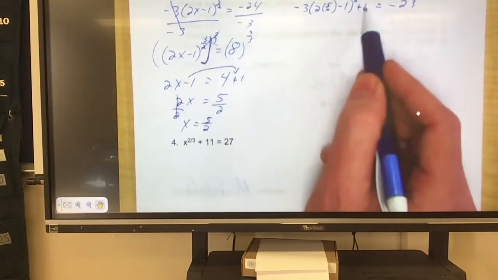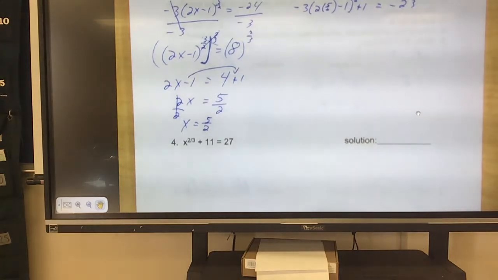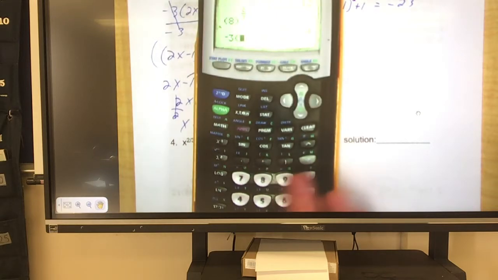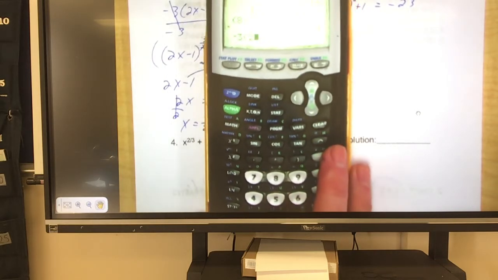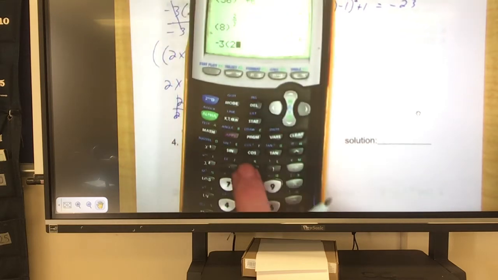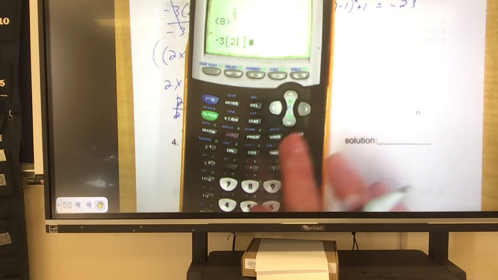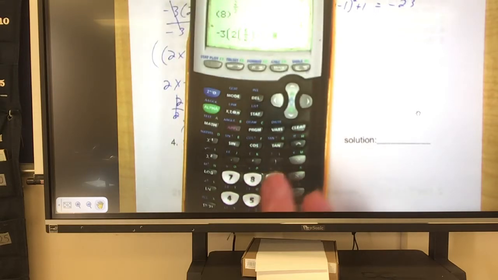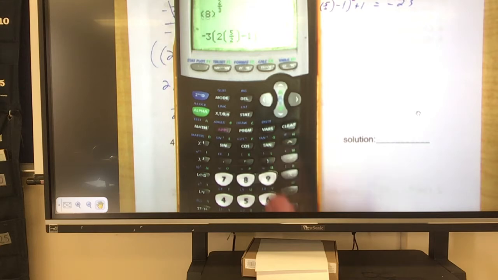We're going to put this part only into our calculator, hit enter, and hopefully it'll equal that. Let's try. So we go negative 3, parentheses, 2, parentheses, fraction, 5 over 2, close it, minus 1, close it all, raised to the 3/2 power, get out from under it, add 1, hit enter, and hope it equals negative 23.